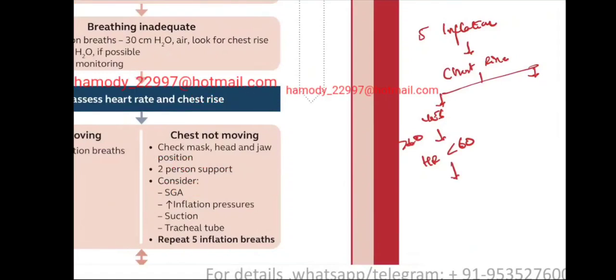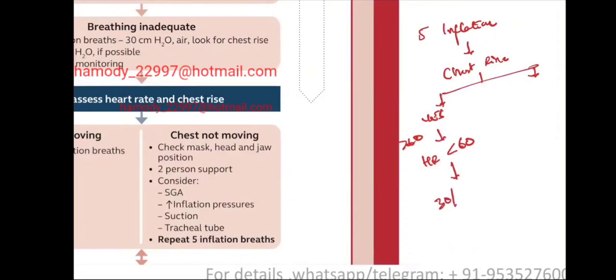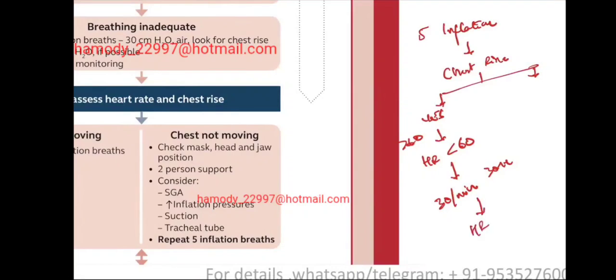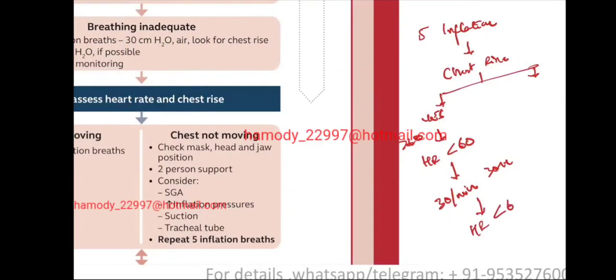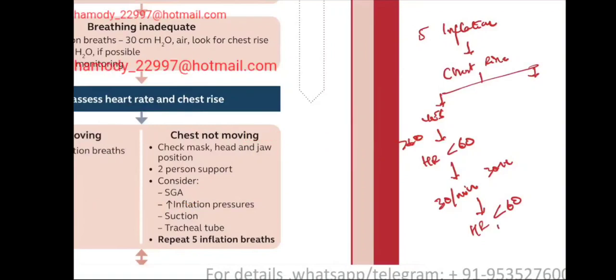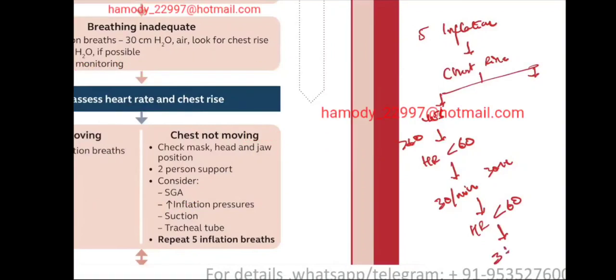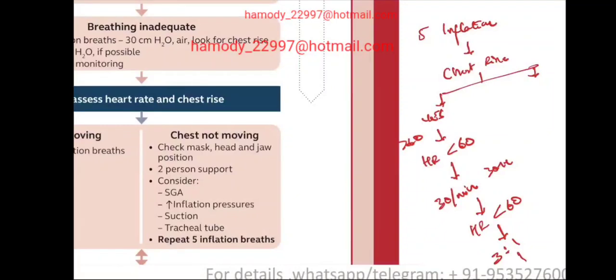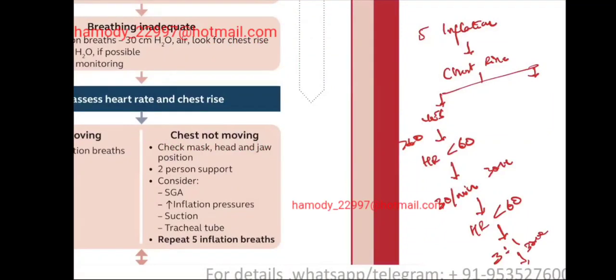If it is less than 60, then you're giving continuous breaths at 30 per minute for 30 seconds. Then again, you're reassessing if the heart rate is less than 60 or not. If it is less than 60, what do you do? You start the chest compression at a 3:1 ratio. Then reassess after 30 seconds. This is the algorithm you need to follow.